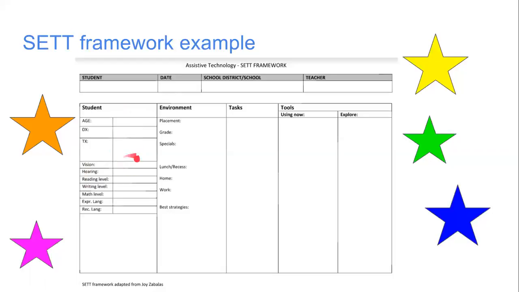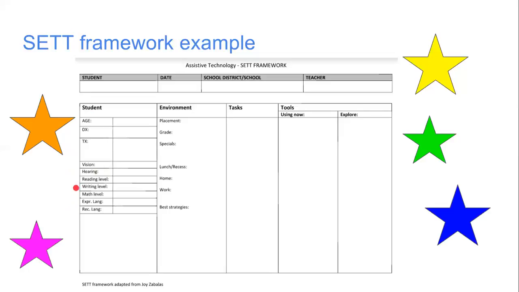What kind of therapies are they receiving? That's really important to know, who those team members are. Then also, what is their vision like? What is their hearing like? And then we have their levels: their reading level, their writing, math, expressive, and receptive.